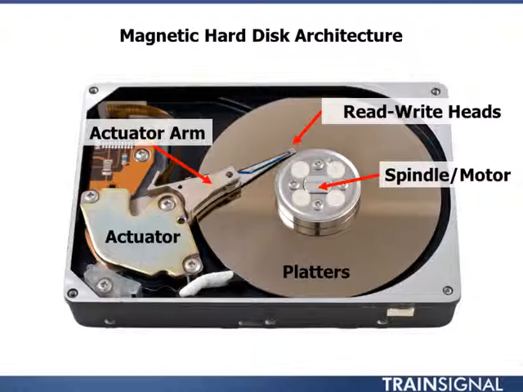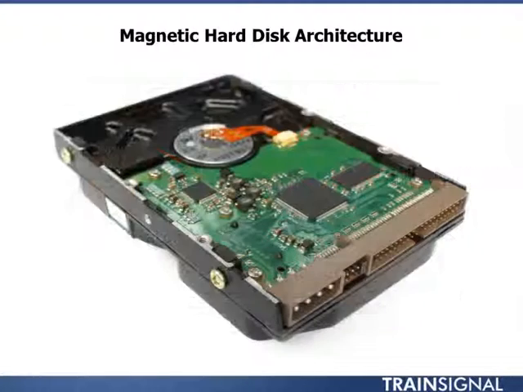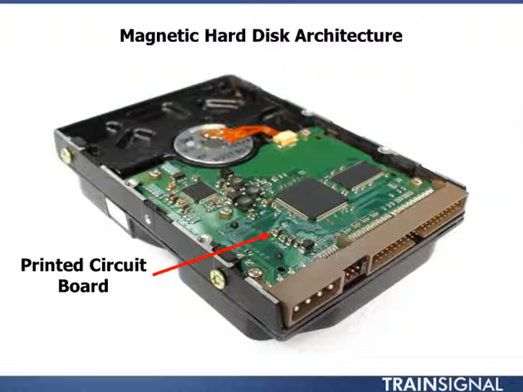This is what the interior of a hard disk drive looks like. And this is what the external area of the hard disk typically will appear like. You have, of course, the printed circuit board. This is actually the controller. You'll sometimes hear IDE, or integrated drive electronics. This is what this is referring to.